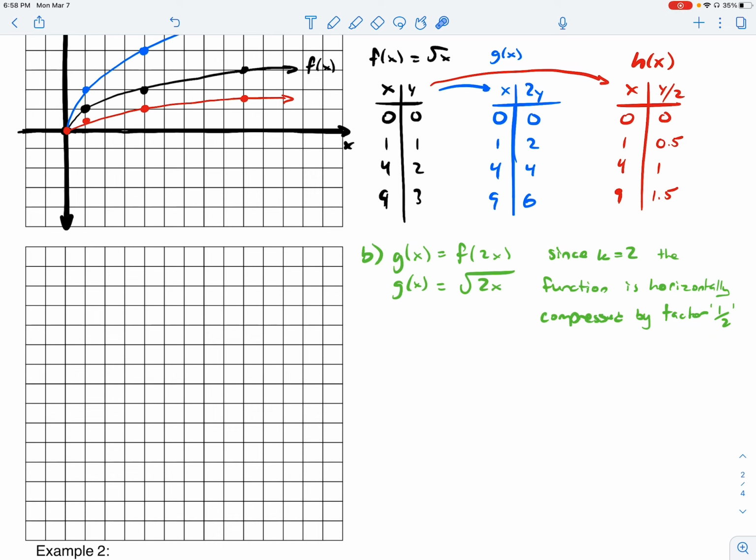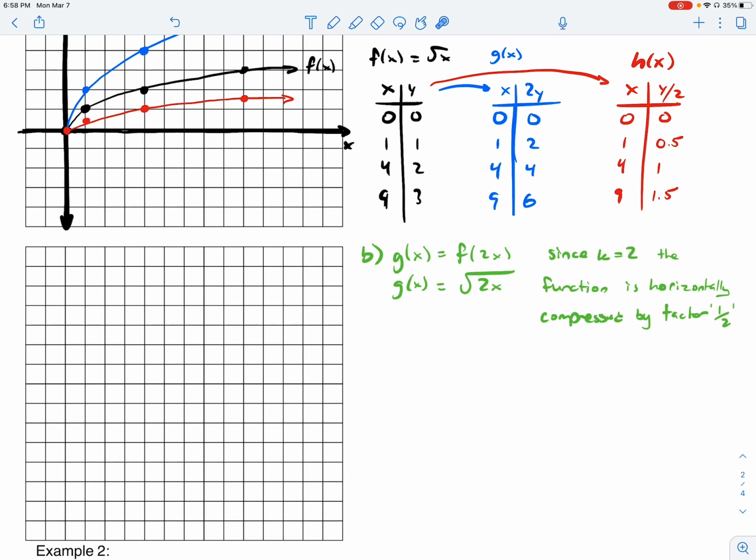Let's do the next one. h of x was equal to f of a half times x. So that means I've got to replace x with a half x. So I'm going to have the square root of 1/2 times x. You can leave this like this, or you can clean this up and write it as x over 2. If you're going to write it as x over 2, make sure this whole thing is underneath the root, not just the x, but also the 2 in the denominator. So that is h of x.